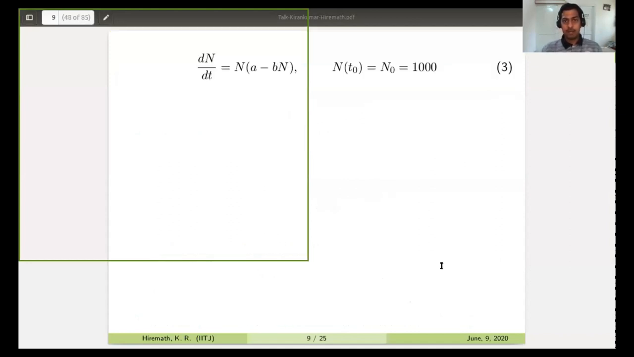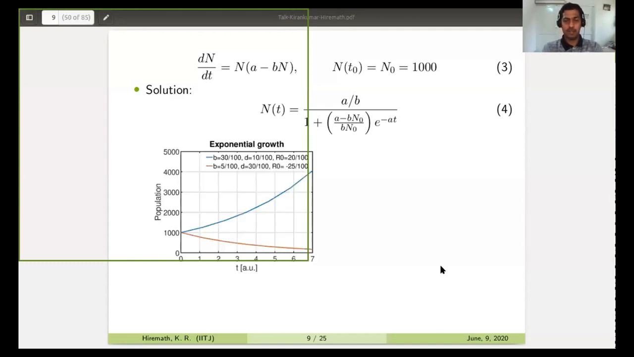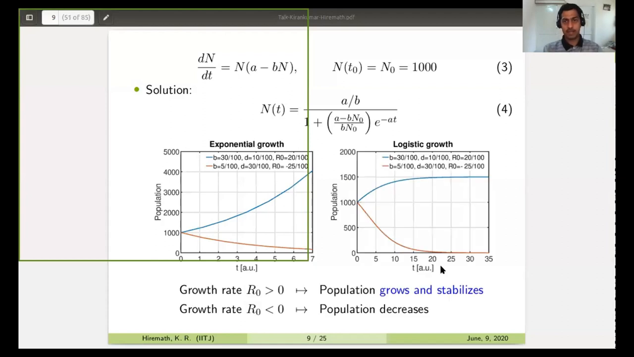So let us see if we can get some idea about how this population is changing. Let us solve it. It's easy to solve. Its solution is given by this equation 4. Now let us see the plots of this solution. Recall last time, for the exponential growth we got the model that if R0 is positive, population is exponentially increasing. If R0 is less than 0, population is exponentially decreasing.